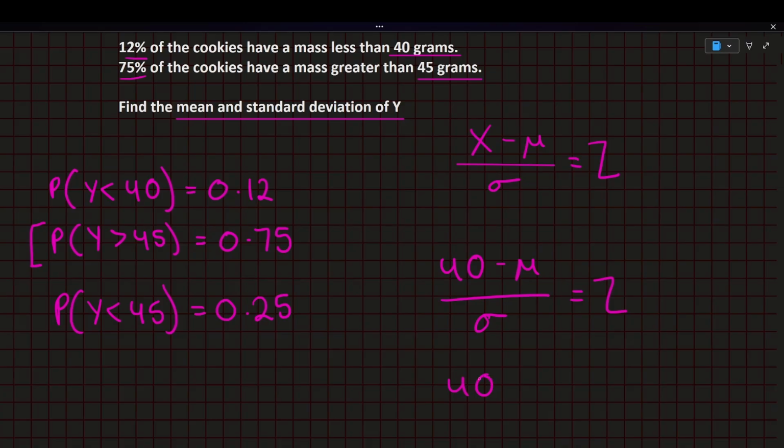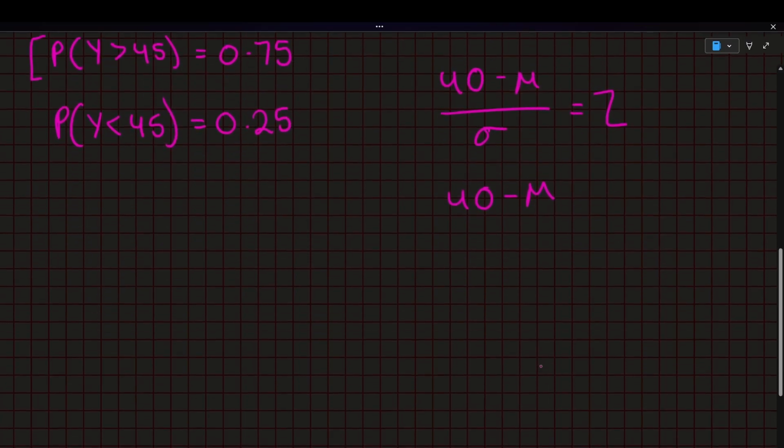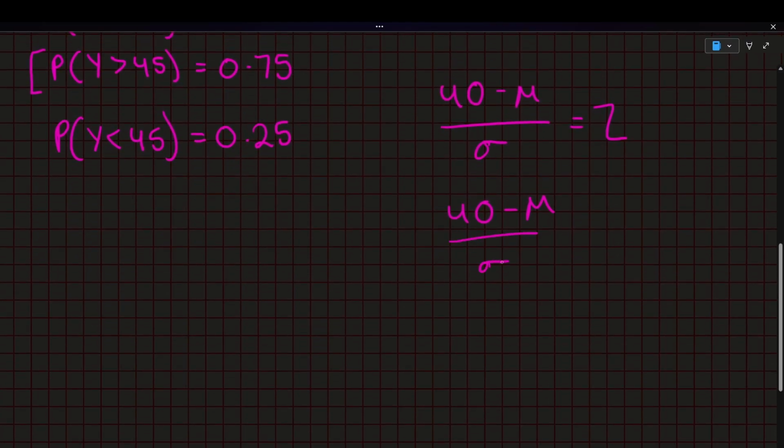So I can just write that 40 minus mu over our standard deviation equals minus 1.175. Now let's rearrange the equation. We can write that as 40 equals minus 1.175 lots of our standard deviation, and then we just add the mean on. Okay, that's one equation.